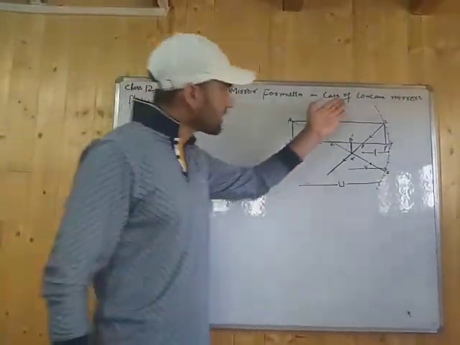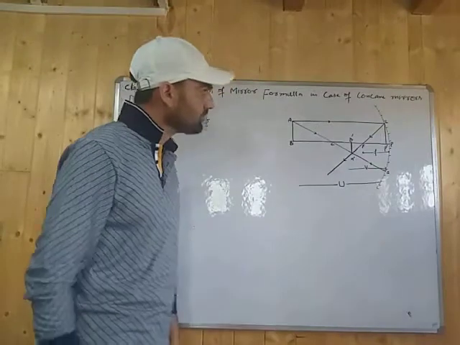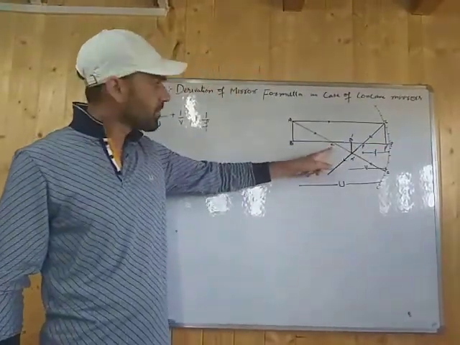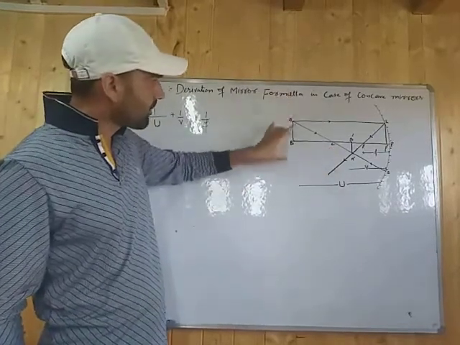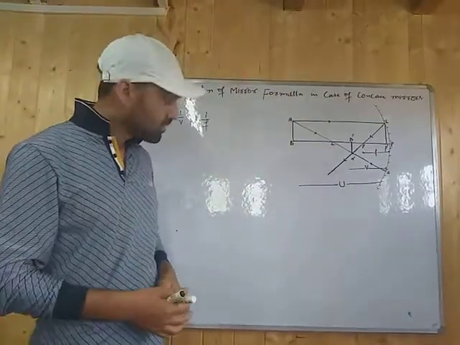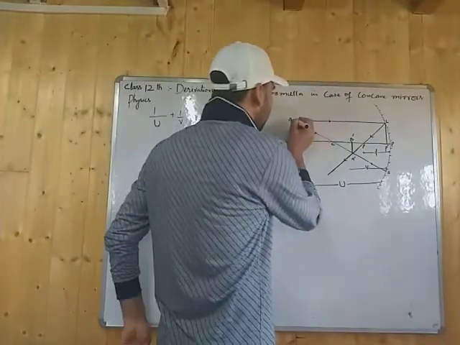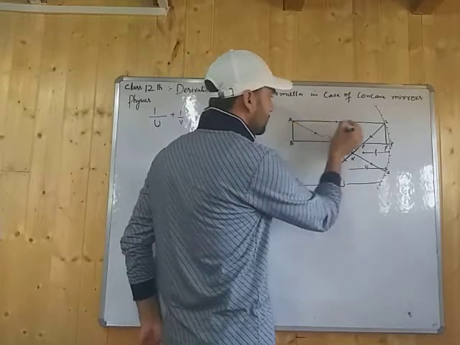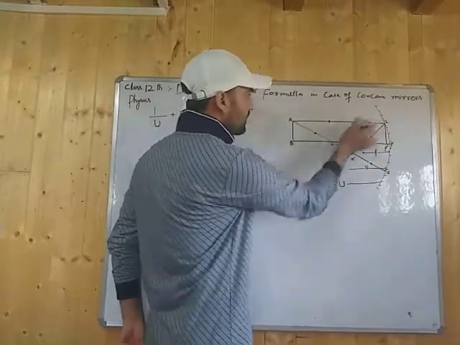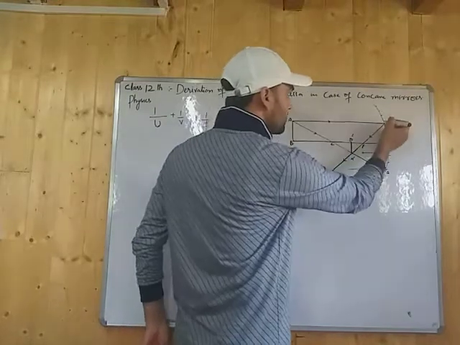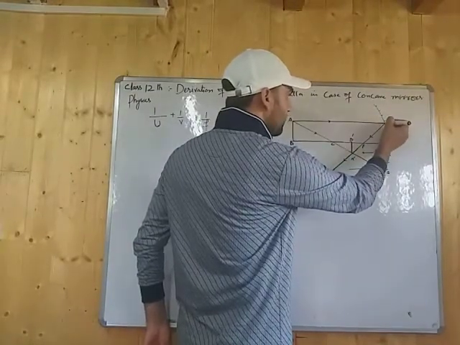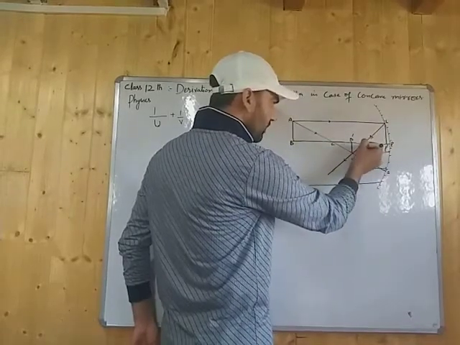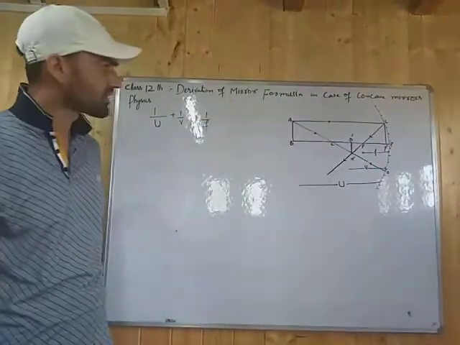So here we consider a concave mirror having pole of mirror P, center of curvature C. An object AB is placed perpendicular on the principal axis. Here we will take two rays of light coming from this point. A ray of light goes parallel to the principal axis and falls on the concave mirror at this point. After reflection, this ray of light goes through the principal focus.